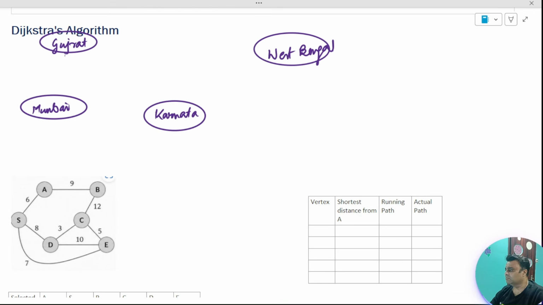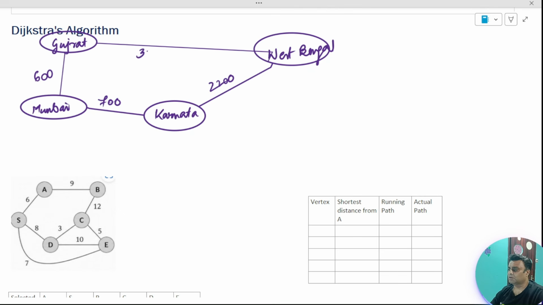Now I know that Mumbai is connected to Gujarat and the distance is, let's say, 600 kilometers. To Karnataka the distance is, let's say, 700 kilometers. From Karnataka to West Bengal I can go with, let's say, 2200 kilometers. And from Gujarat to West Bengal it will be somewhere close to 3100 kilometers. I'm just taking rough estimates.